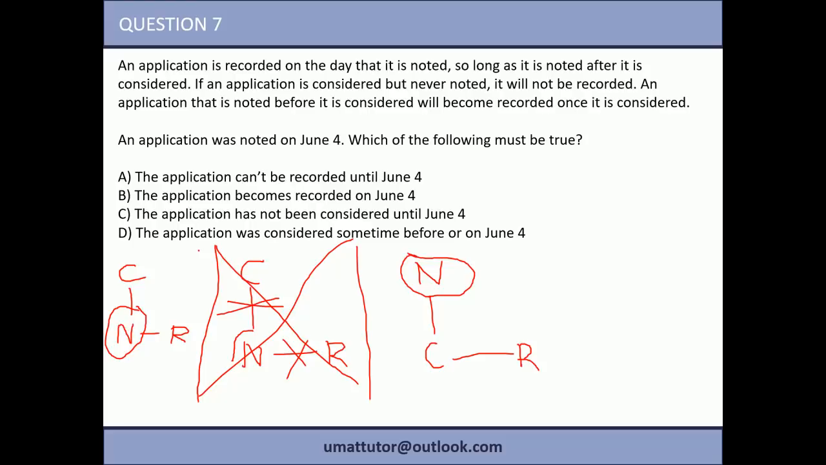Well, again, that can be incorrect because in option A here you can see that an application can be considered before it's noted, and therefore it could have been considered before June 4, therefore C is wrong. Option D, the application was considered sometime before or on June 4. Again, that could be wrong because as we can see from this third situation, it can be considered after a date where it is noted. So it hasn't necessarily been considered before or on June 4. It could be afterwards.